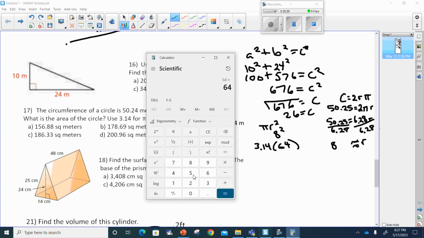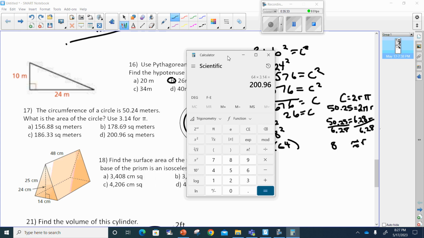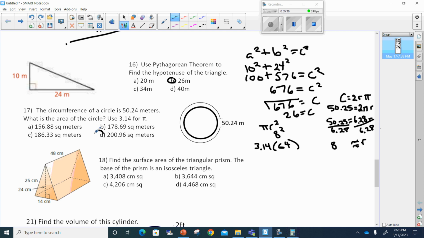64 times 3.14 is equal to, look at that, 200.96 square meters. So D is the right answer. 18 says find the surface area of the triangular prism. Surface area of the whole prism.